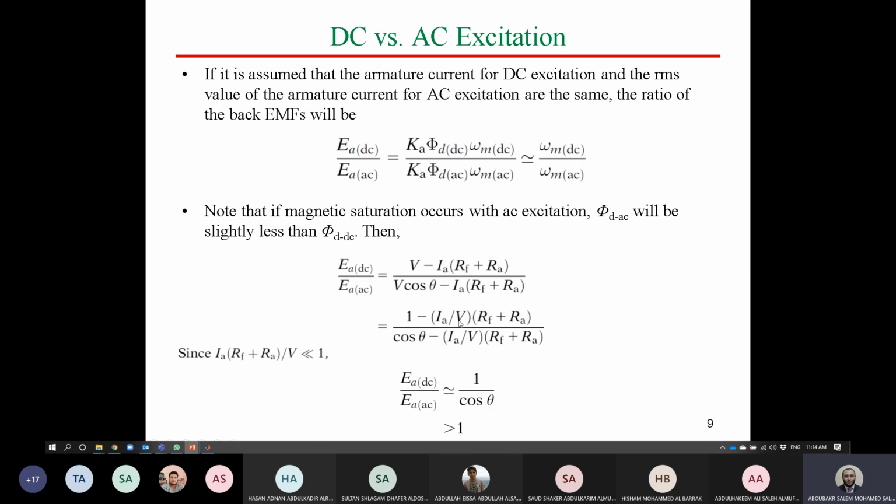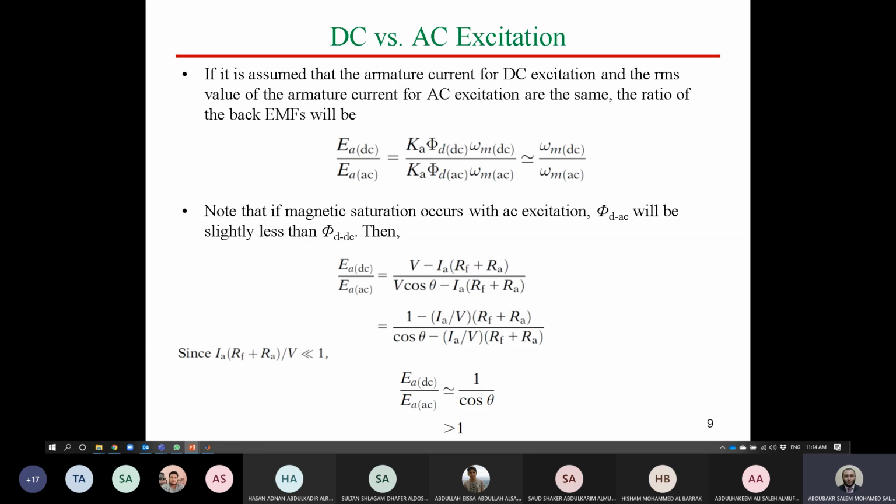This is for all motors. So since the voltage drop is very small, we can consider that this term is very small compared to unity. So it is less than unity by a huge amount. So we can neglect this value compared to unity and here as well. So we can say finally E_DC over E_AC equals 1 over cosine theta. And you know cosine theta is a function of the power factor.